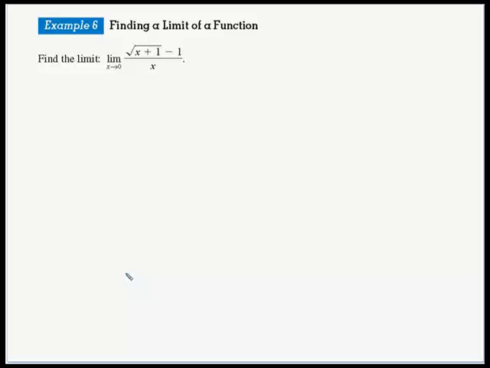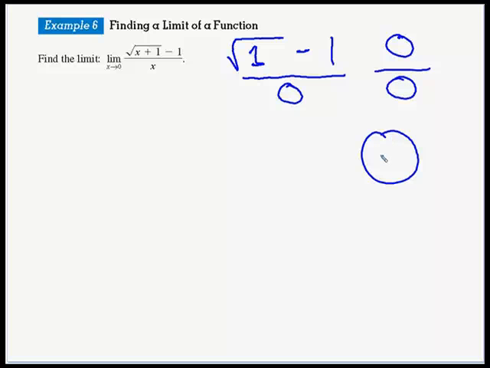Example 6. Find the limit of a function. Now we're approaching 0. The limit as x approaches 0. Always try direct substitution. We're going to have here, when we plug in 0 for x, 0 plus 1 is 1, the square root of 1 minus 1 in the numerator. And we plug 0 in the denominator. Square root of 1 is 1. 1 minus 1 is 0, divided by 0, indeterminate form. So we cannot evaluate this limit as it stands.